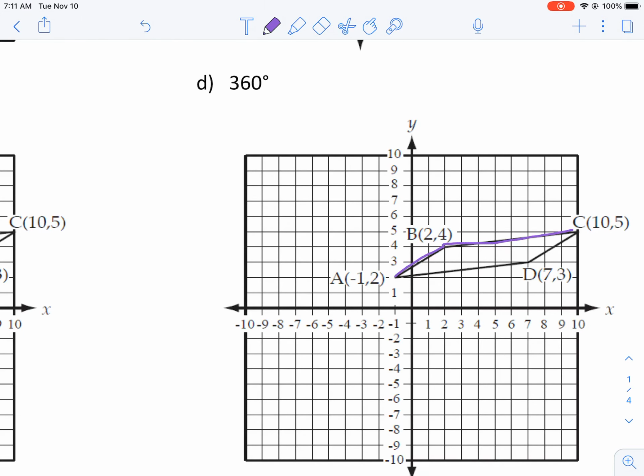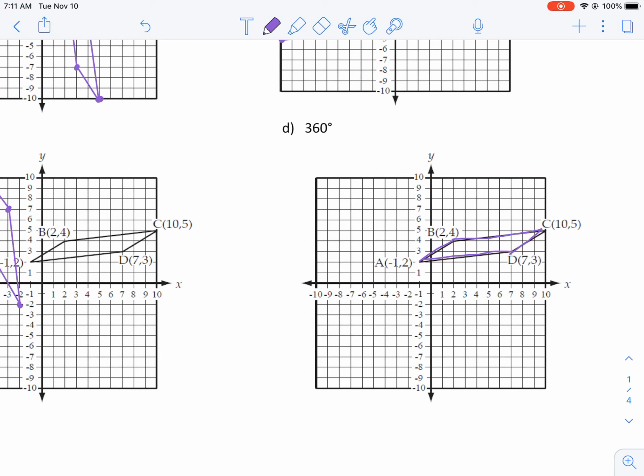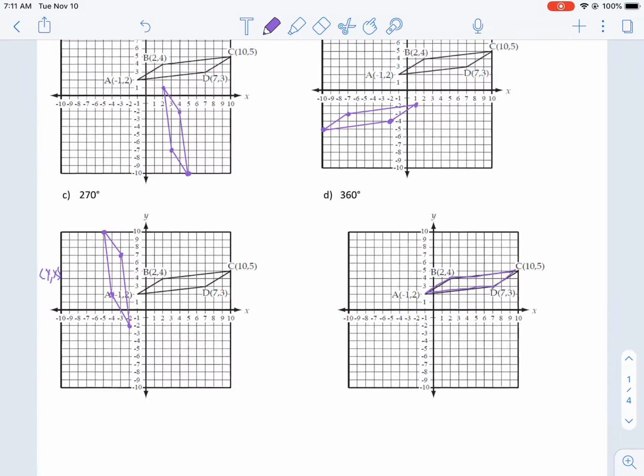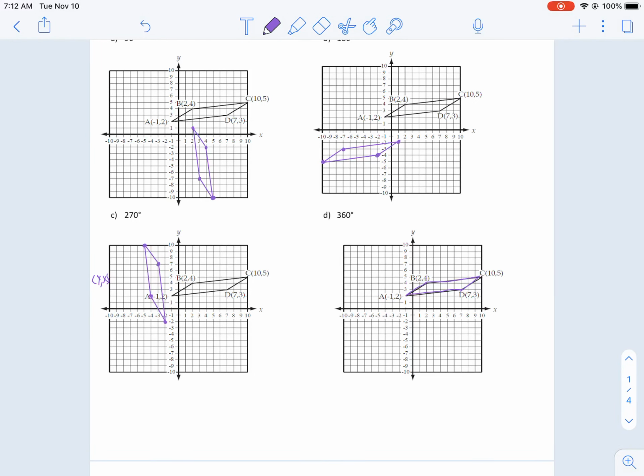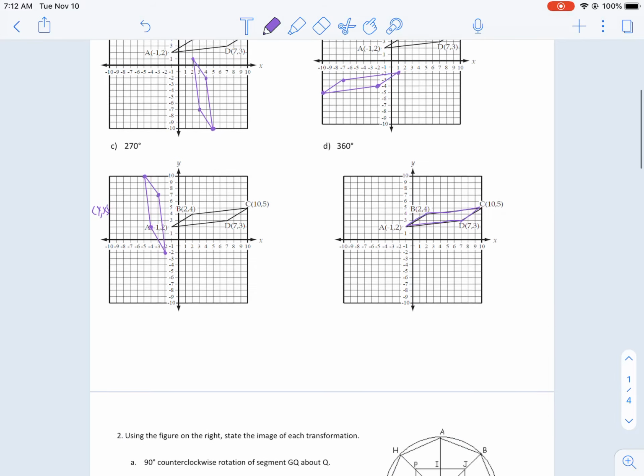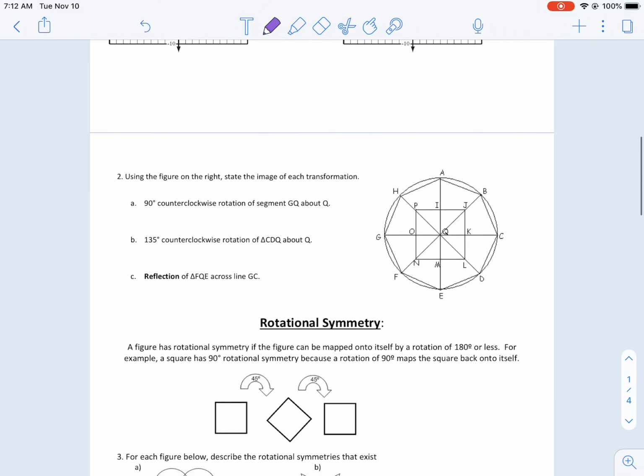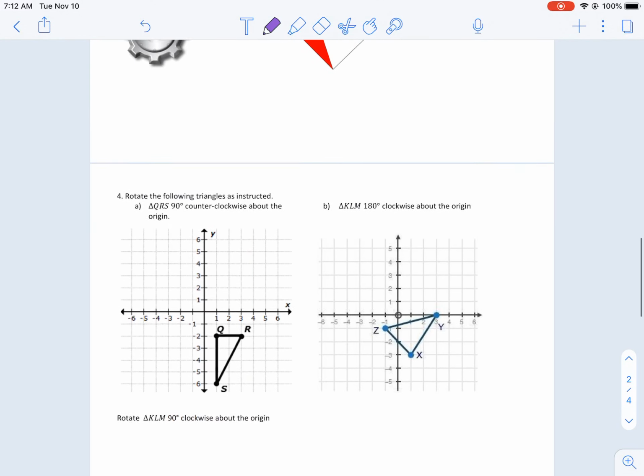So a 360-degree rotation, we call the identity transformation for rotation because it's going back to where it started. So it's not actually changing at all. So those are the only rotations that we're going to talk about in this class in terms of actually doing the rotations.